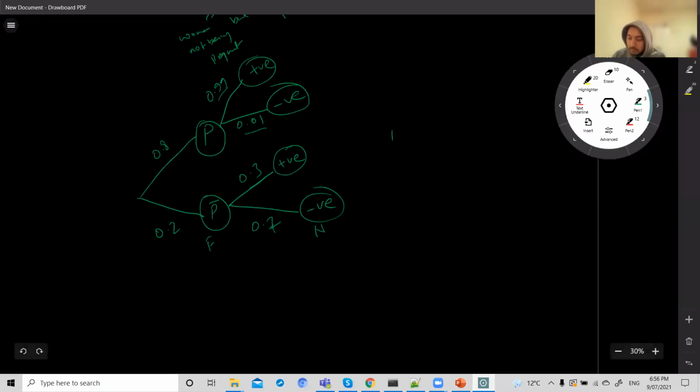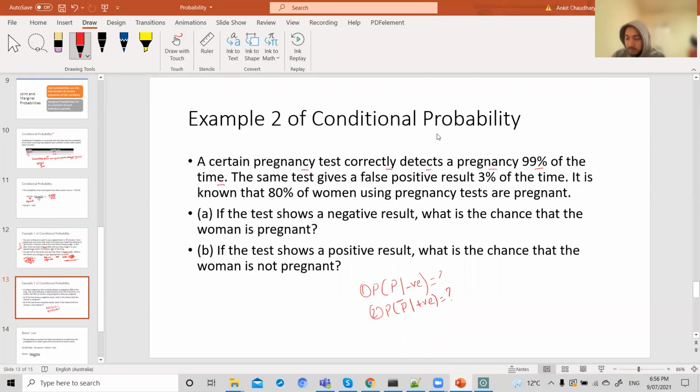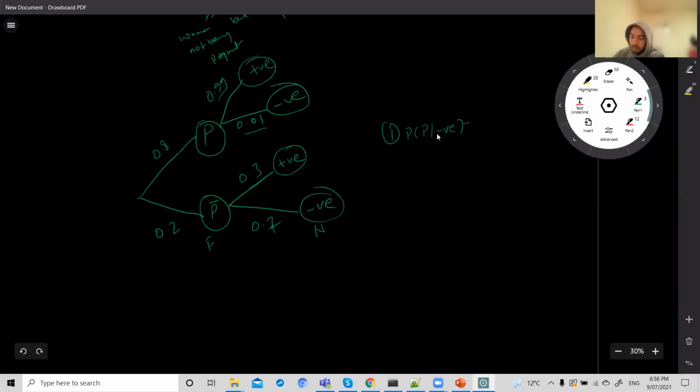So what we need to find? If pregnant, but negative result. If not pregnant, but positive result. Says negative result.